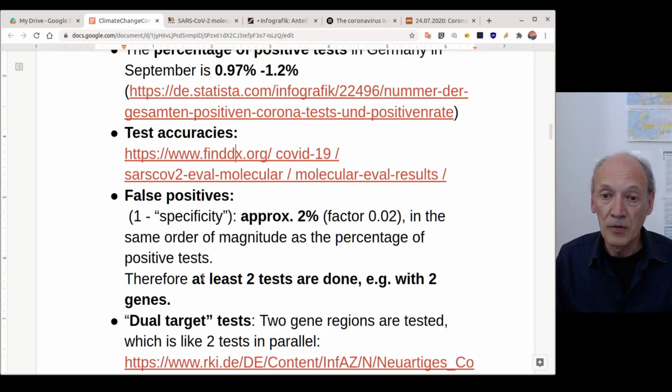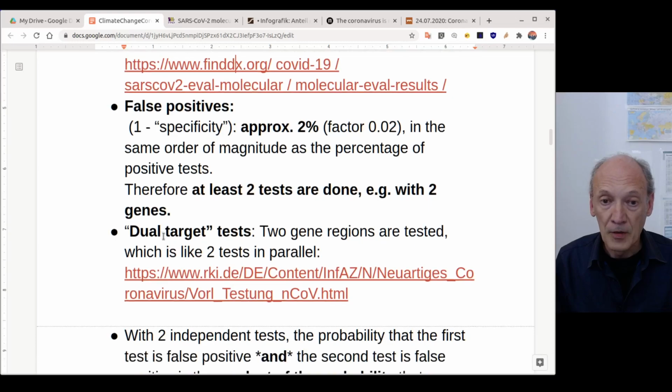And that is we simply take two independent tests. Right, either one after the other after some time, or in the case we just saw, with two genes. Right, if we assume each gene is one independent marker, then we have two tests at once. And these are called dual target tests. So two gene regions are tested, which is like two tests in parallel.